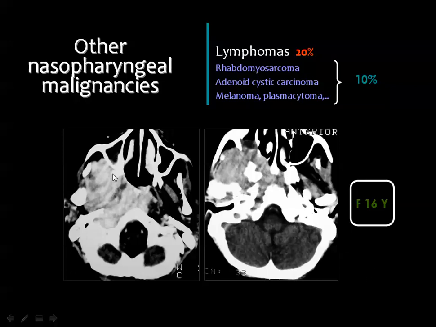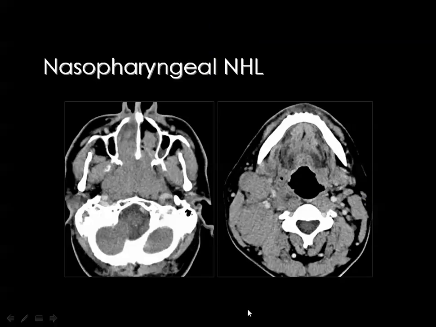And this is a big mass in the nasopharynx on the right side, infiltrating the infratemporal fossa and the muscles of mastication. This mass is seen in a female patient 16 years old. Actually, this is not an age which is suitable for nasopharyngeal carcinoma. Nasopharyngeal carcinoma can occur at this age, but I prefer to consider lymphoma rather than carcinoma, especially in children and adolescents.